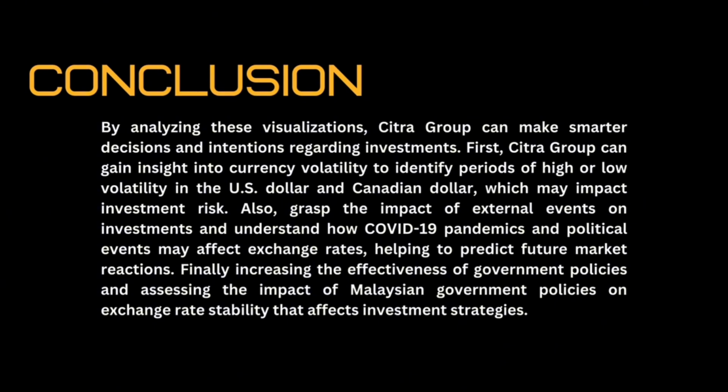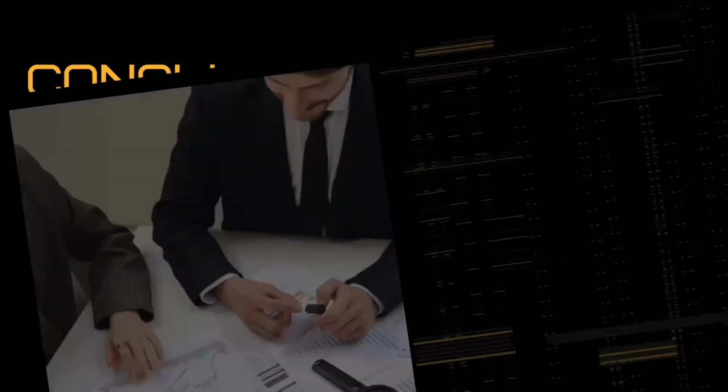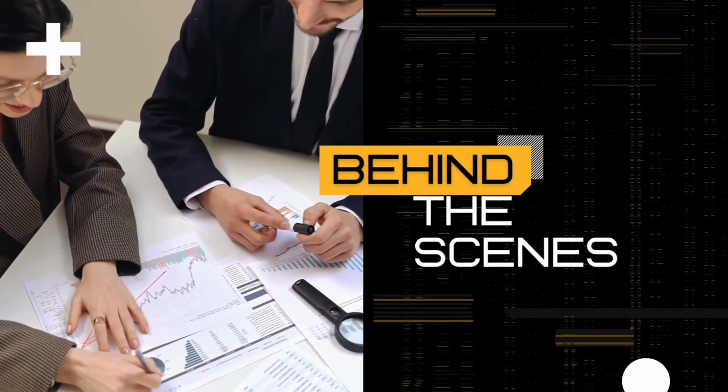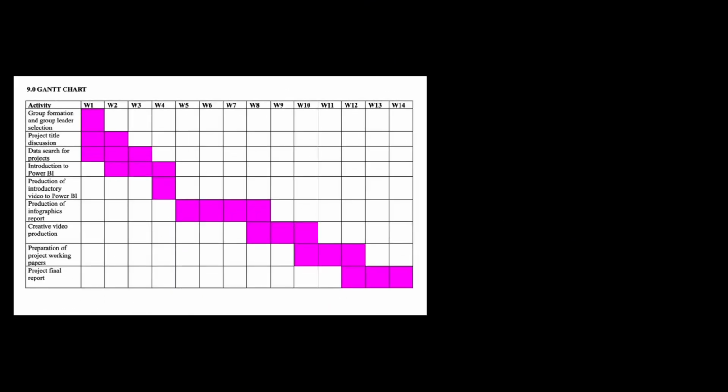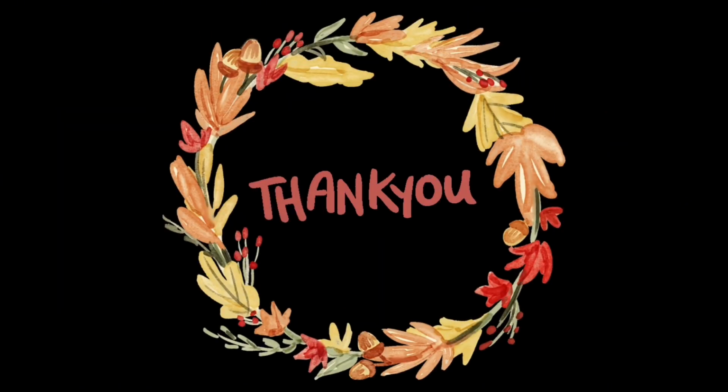Finally, it increases the effectiveness of government policies by assessing the impact of Malaysian government policies on exchange rate stability, which affects investment strategies. Before concluding the video, I would like to display our Gantt chart from week 1 to 14, outlining our project group timeline from start to finish as per the guidance of our instructors. With that, I will conclude this presentation.